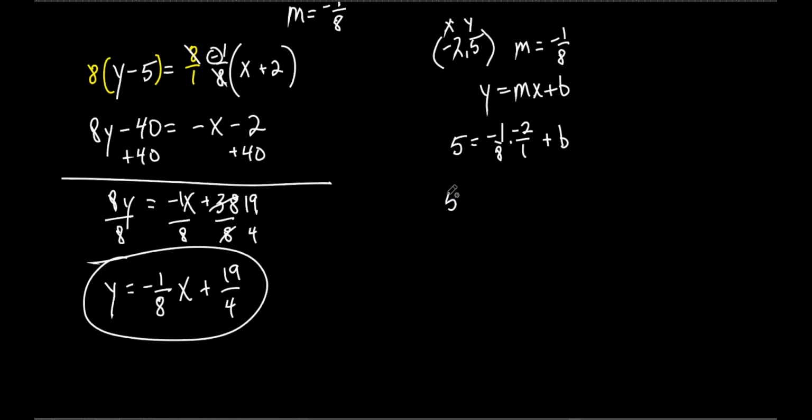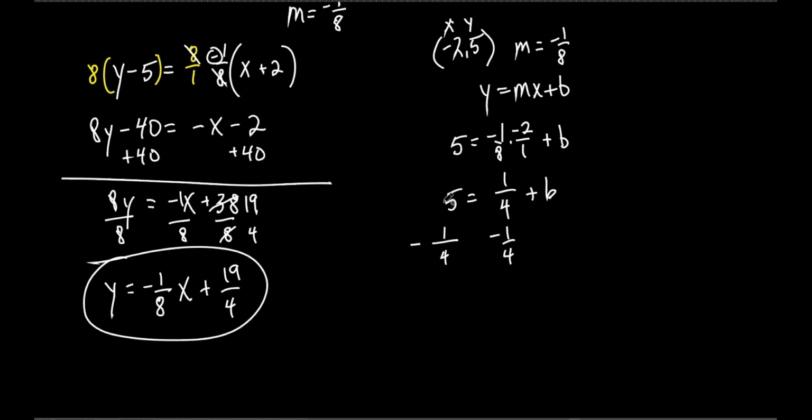So I've got 5 equals, and then negative times negative is positive. This is going to be 2 over 8, but what's 2 over 8? Reduce it. 1 over 4. Everybody with me on this? So now it kind of works out nice. Minus a fourth, minus a fourth.